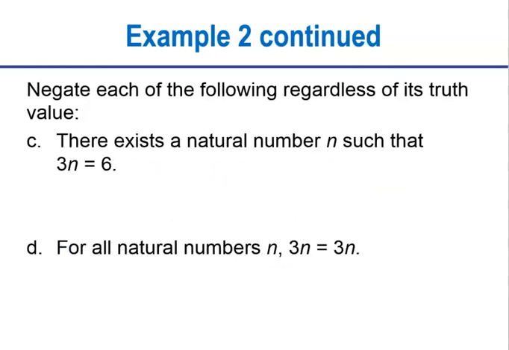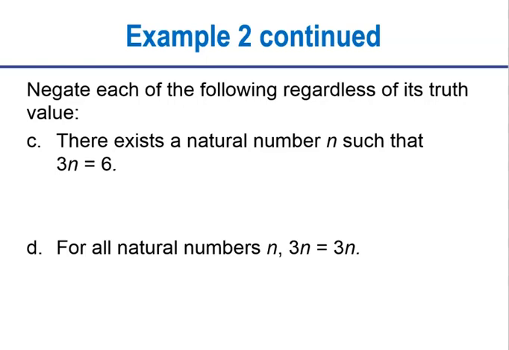Now we're supposed to negate each of the following regardless of its truth value. So we're trying to negate this statement. There exists a natural number n such that 3n equals 6. Right, that's our first problem. Now, again, remind me, what kind of quantifier do we have here? Is this a universal, or is this an existential? Well, it's an existential, right? It's just speaking of some of the items, not all of the items. So there exists a natural number, and the items in this case is a natural number.